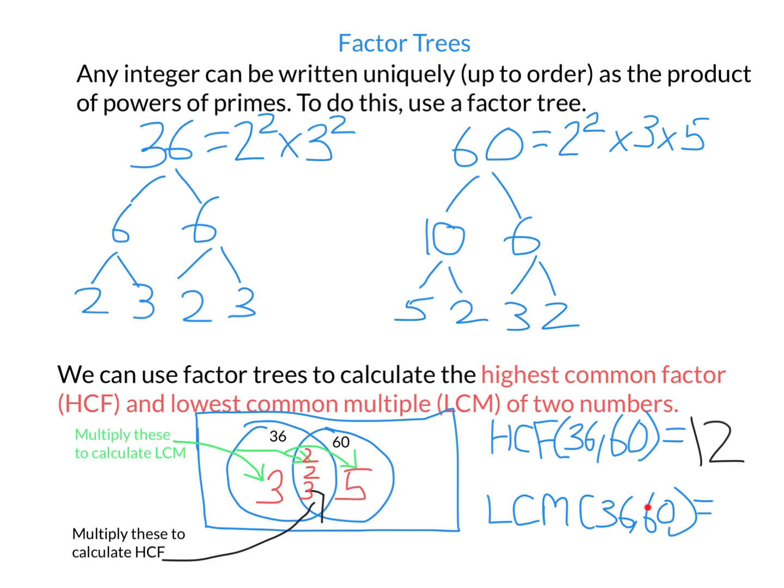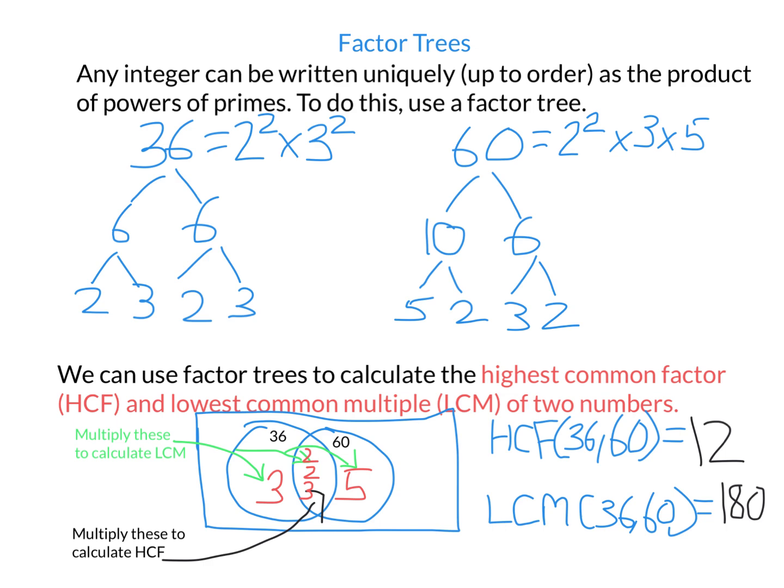The lowest common multiple of 36 and 60 is obtained by multiplying all of the numbers inside the circles. So 3 times 2 is 6, times 2 is 12, times 3 is 36, times 5 is 180. 180 is the lowest common multiple of 36 and 60. Why is that? It is the lowest number that's a multiple of 36, but also a multiple of 60. There's no number lower than this that is a multiple of both numbers.